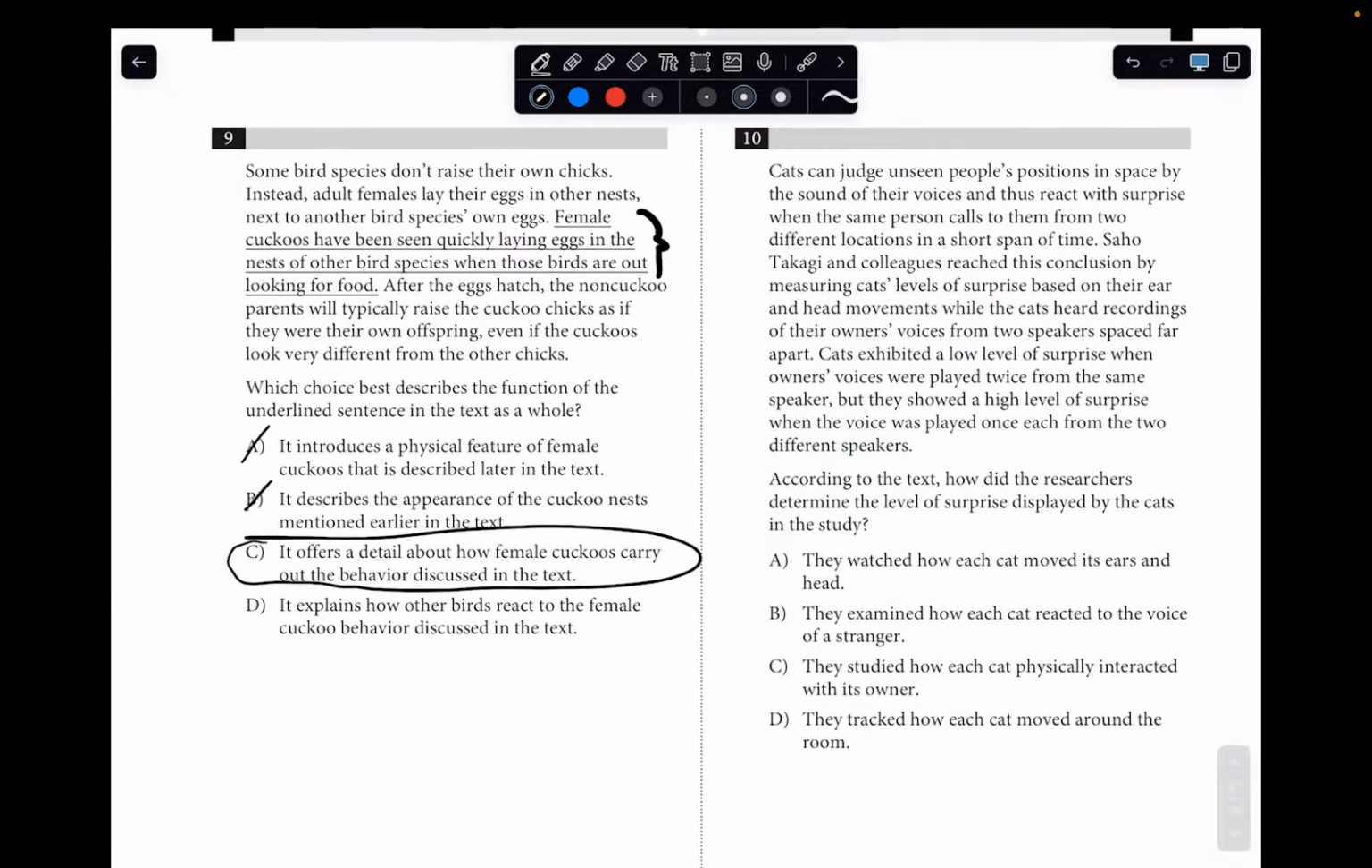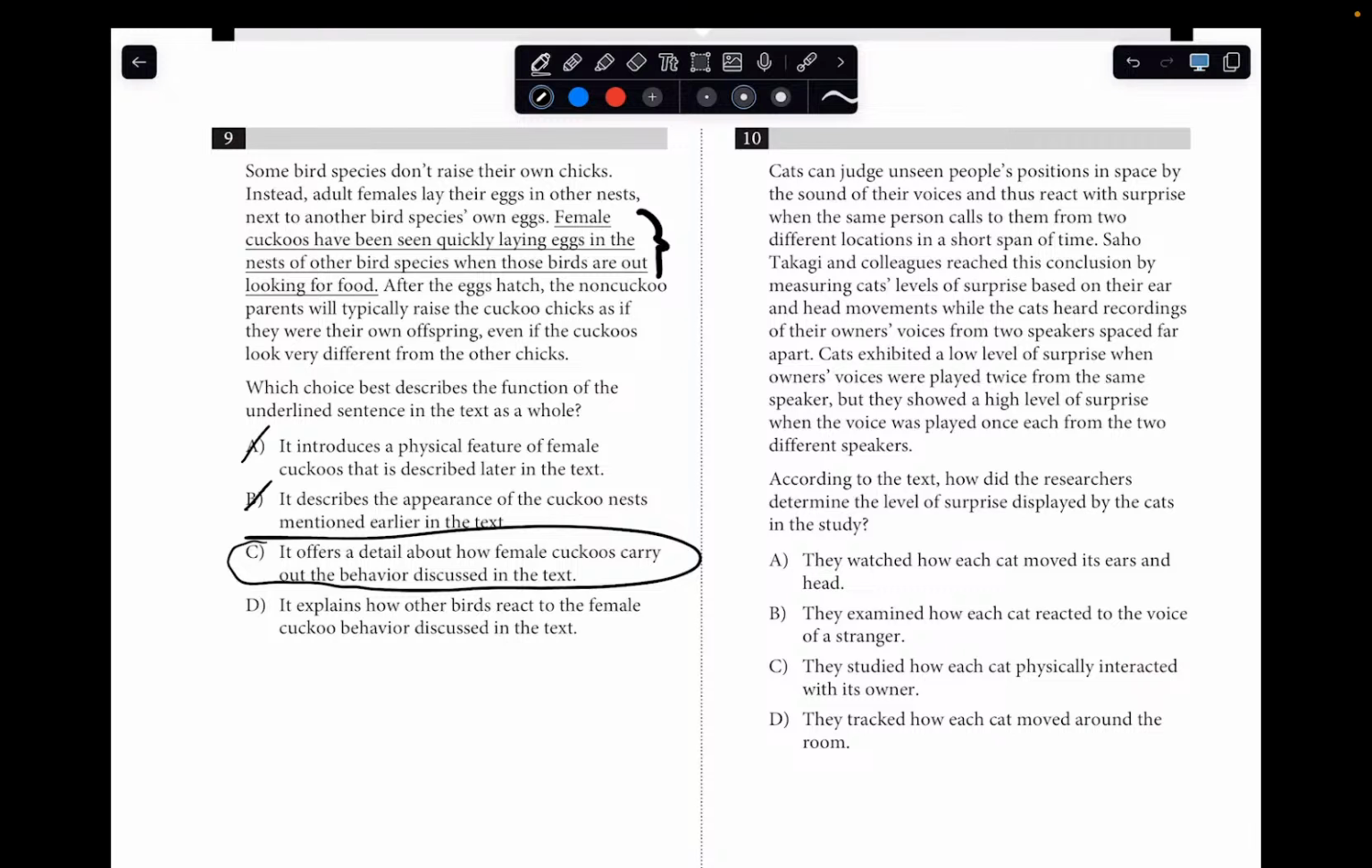10, cats can judge unseen people's positions in space by the sound of their voices and thus react with surprise when the same person calls to them from 2 different locations in a short span of time. A researcher and his colleagues reached this conclusion by measuring cats' levels of surprise based on their ear and head movements while the cats heard recordings of their owners' voices from 2 speakers spaced far apart. Cats exhibited a low level of surprise when the owners' voices were played twice from the same speaker, but they showed a high level of surprise when the voice was played once, each from the two different speakers.